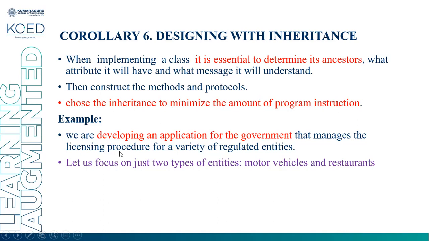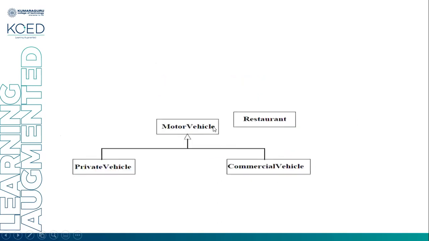Example: developing an application for the government that manages the licensing procedure for a variety of regulated entities. Let us focus on two types of entities. One is motor vehicles, another is restaurants. See the diagram. Restaurant is one entity, motor vehicle is the other entity. This is for the licensing procedure.